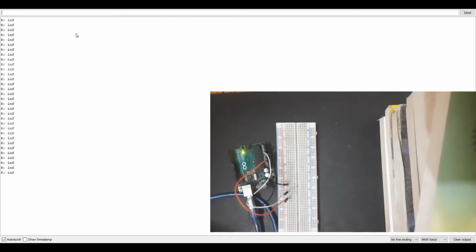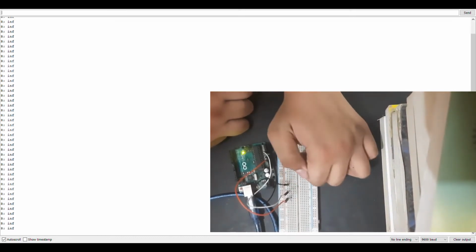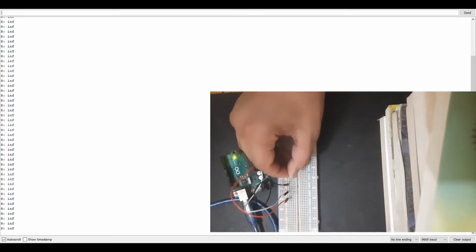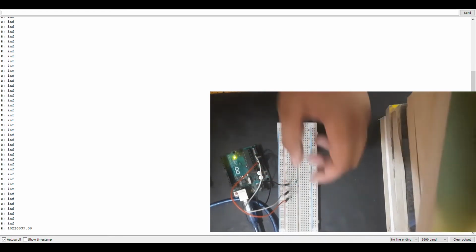The current readings are 0. That is because no resistor is connected. So let's connect a resistor of 10 kilo ohms and check the readings. So the reading should be around 10,000 because 1 kilo ohm is equal to 1000 ohms. So 10 kilo ohms will be 10,000 ohms. So let's see.